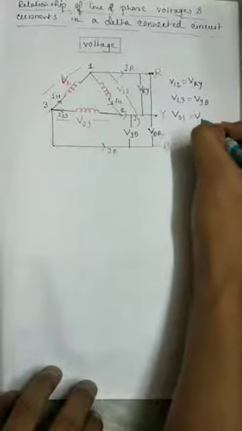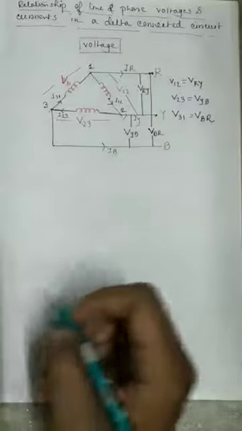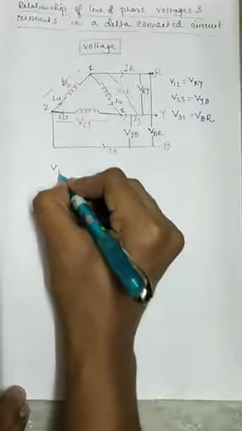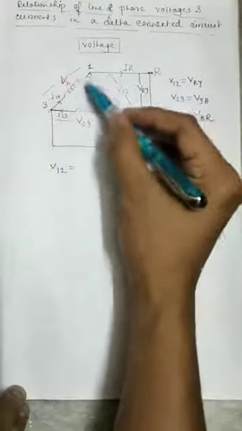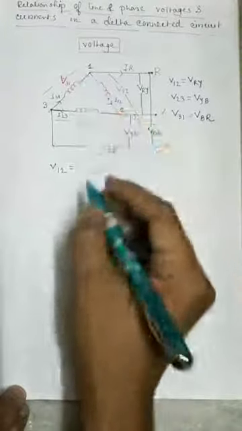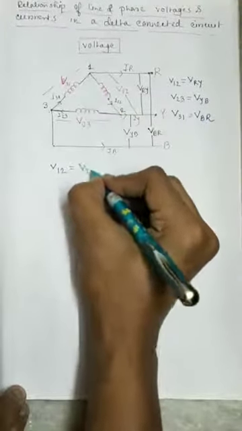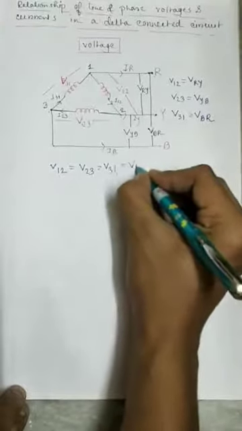V31 equals VBR, where the phase voltages are V12 equals V23 equals V31 equals V phase. As this is a balanced circuit, V12 is a phase voltage, V23 is a phase voltage, V31 is a phase voltage. So V12 equals V23 equals V31 equals V phase.